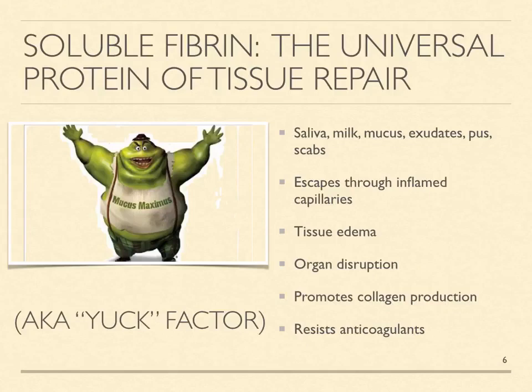In tuberculosis, soluble fibrin deposits form caseating lesions that frustrate antibiotic treatment. Soluble fibrin promotes collagen production, causing pulmonary fibrosis in the aftermath of lung disease, and peritoneal adhesions after abdominal surgery.